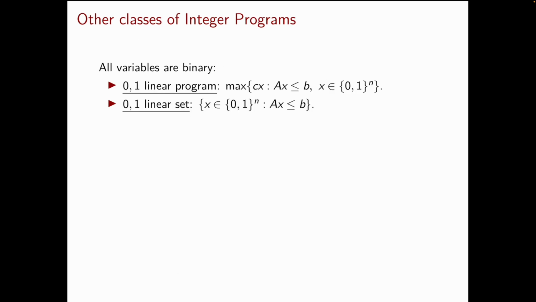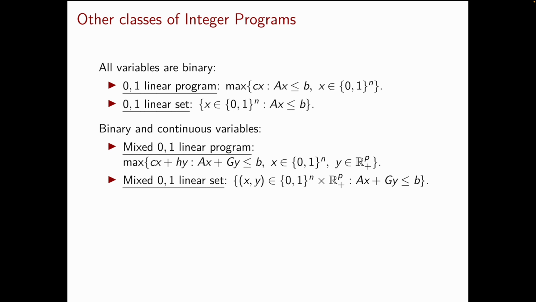So far, we have seen pure integer linear programs and the corresponding pure integer linear sets. And then we have seen mixed integer linear programs and mixed integer linear sets. There are other important classes of integer programs, all of which are special cases of mixed integer linear programs. One case is when all variables are binary. In this case, we have a 0-1 linear program, and the corresponding feasible region is a 0-1 linear set.